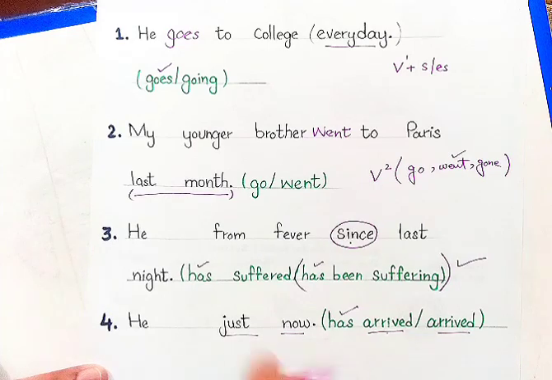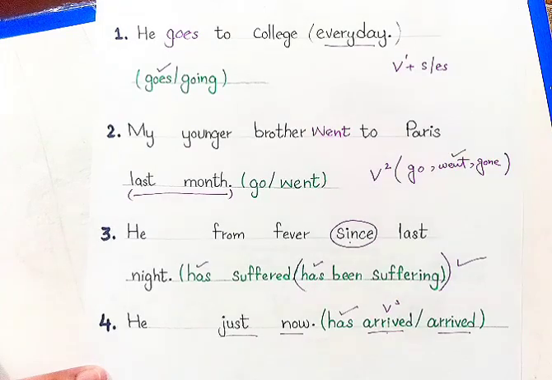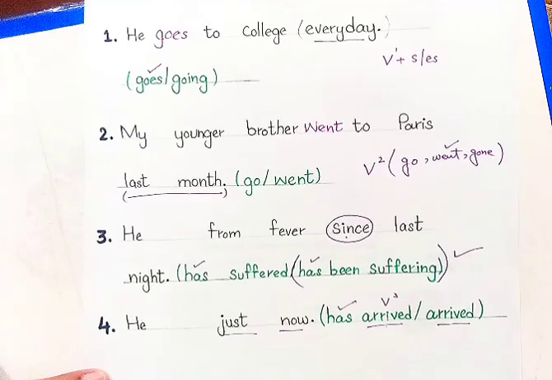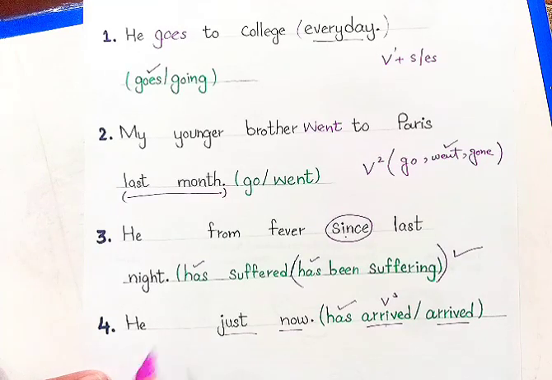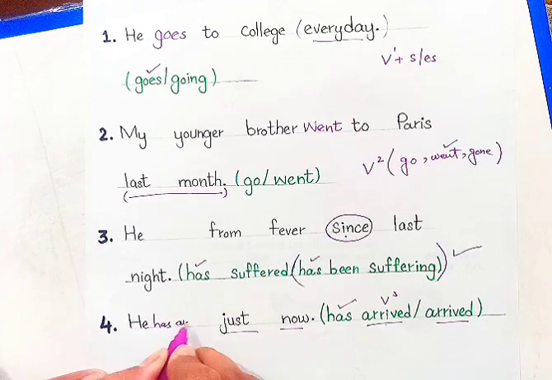So third form of verb. In present perfect tense we always use the third form of verb. So he has arrived just now.